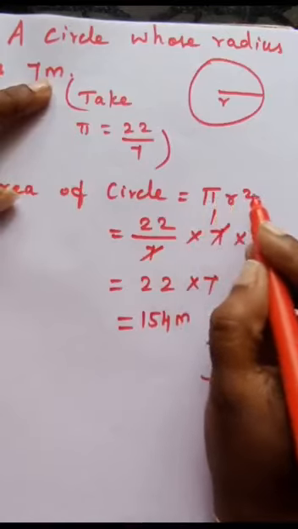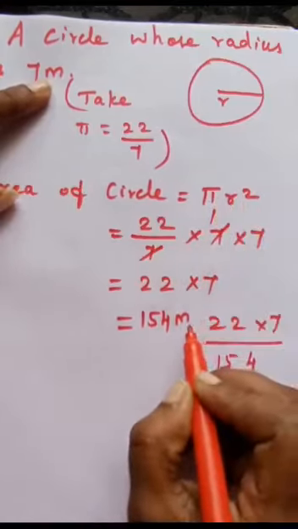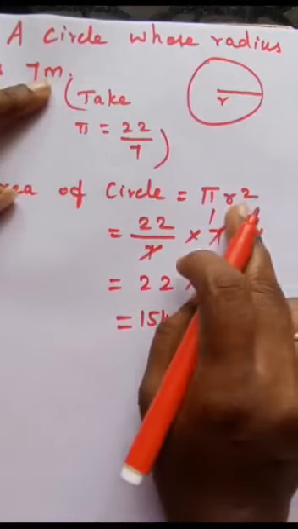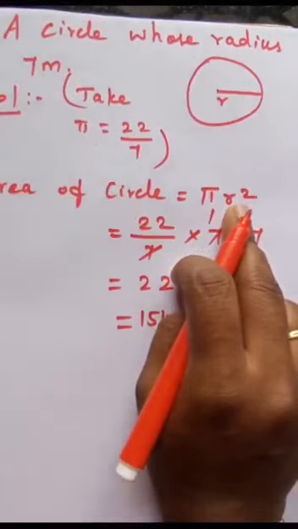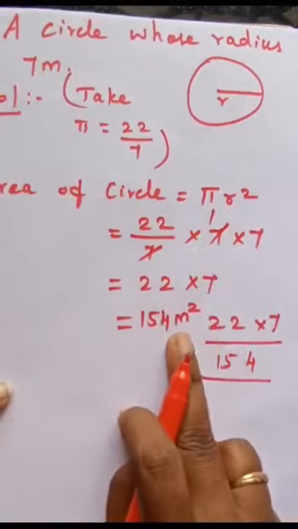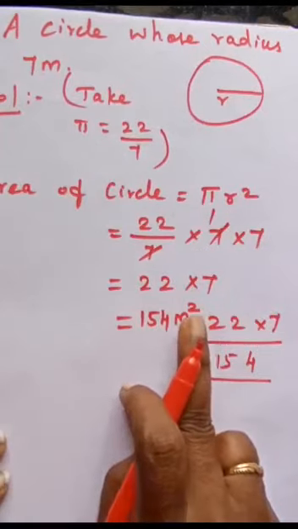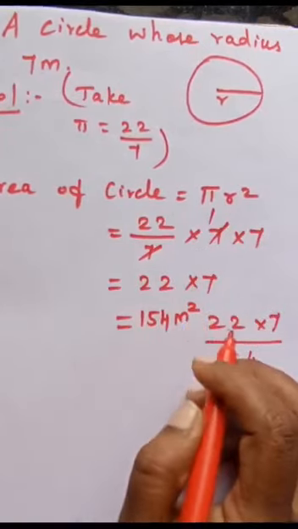So meter, but what is the formula for area of circle? It is pi r square. In such a case, we should use square for what? Meter. Because in the formula the radius is mentioned in square format. While writing the unit value, at that time also we are supposed to mention the square. So this is the process.